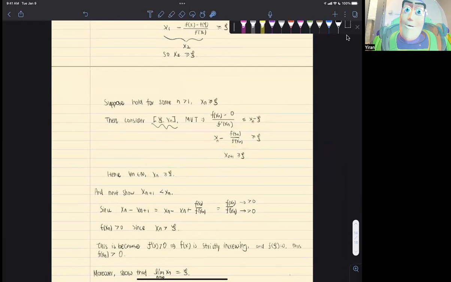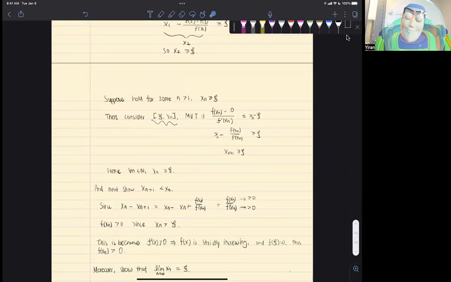And then recall that our ultimate goal is to show that x(n+1) is smaller than x(n), right? And then I think for that we can show x(n) minus x(n+1) is going to be larger or equal than 0.